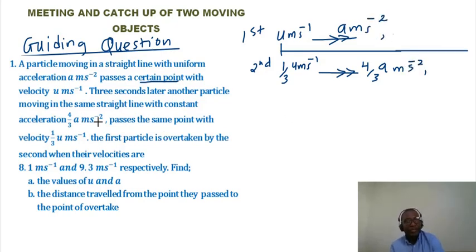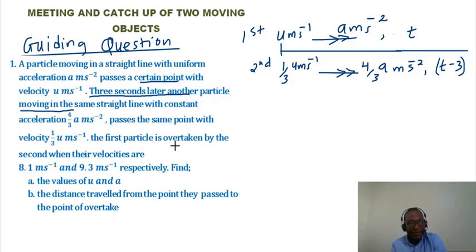Now let's talk about this phrase here, that 3 seconds later the second particle moves in the same straight line. This phrase is going to bring in the time. So the first particle is moving within time t, and the second particle will be moving within time t minus 3, because it delayed for 3 seconds before it passed this point here.